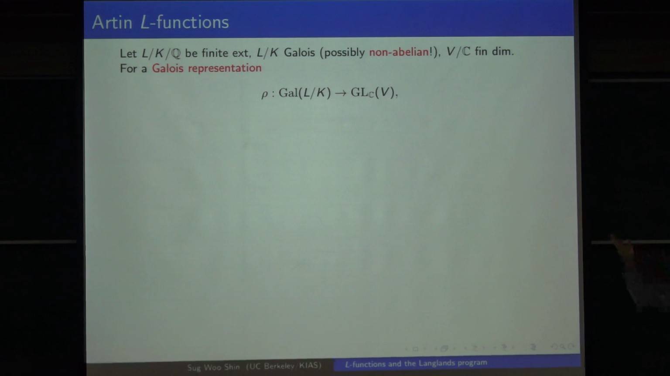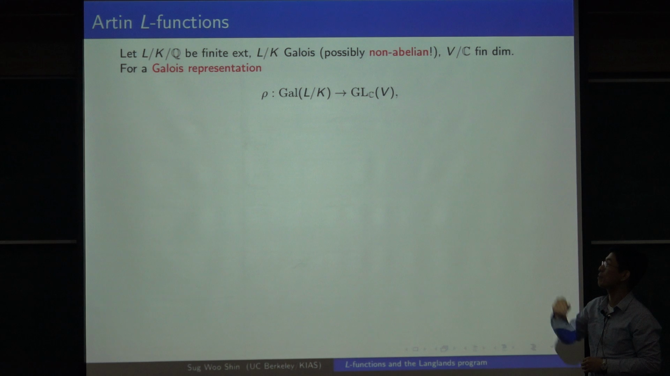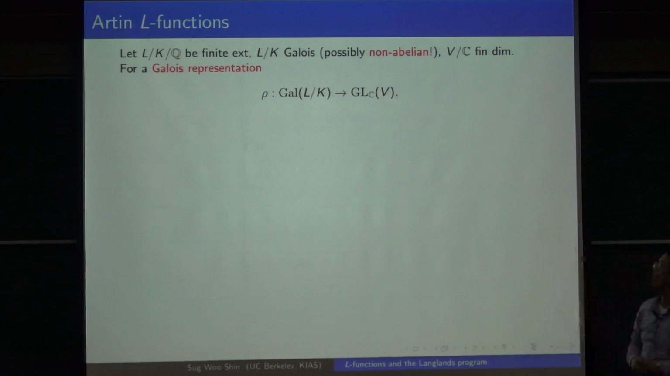And a Galois representation really means just a representation of the Galois group. It's just a group homomorphism. It's a fancy name for a group homomorphism from the Galois group to the general linear group of some finite dimensional vector space. GL(V) is really GL_n if the dimension of V is n, just the invertible n by n matrices. They form a group.